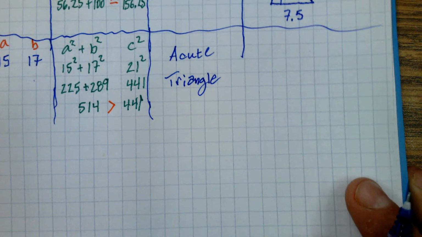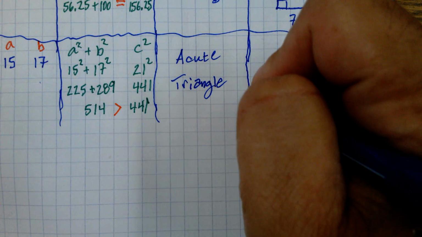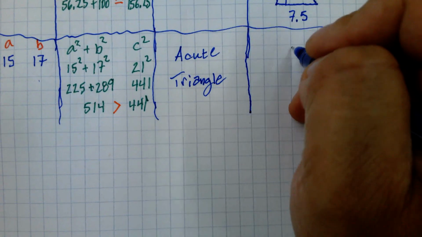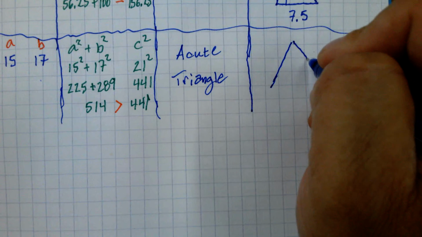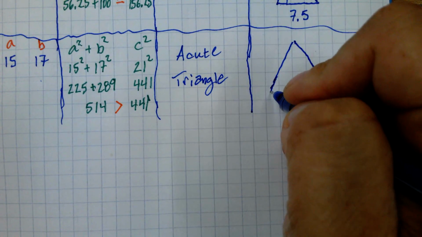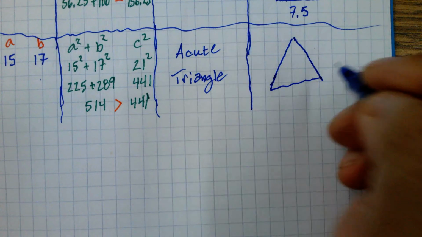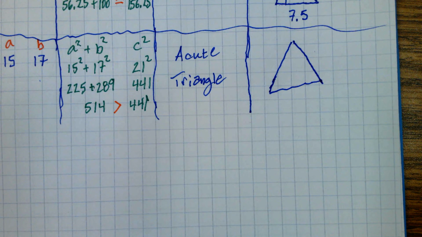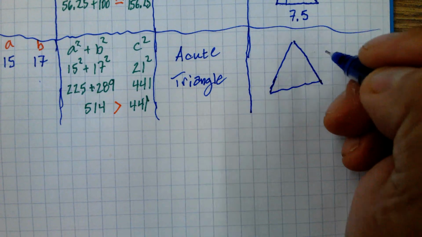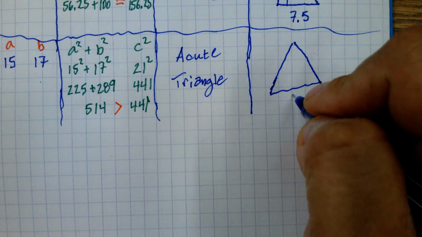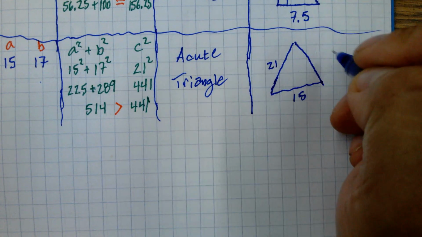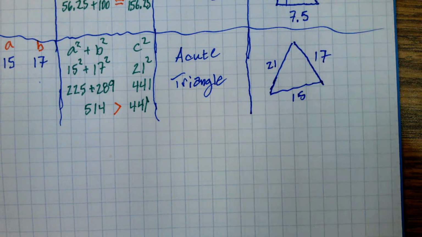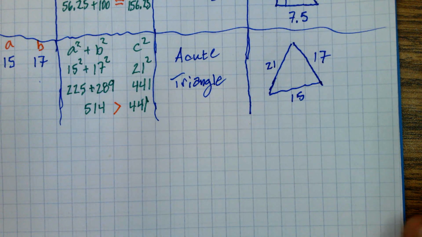Okay. So an acute triangle, all the angles are less than 90. Maybe something like this. Something like that, maybe. And let's say, I don't know, 15, 21, and 17. All right.